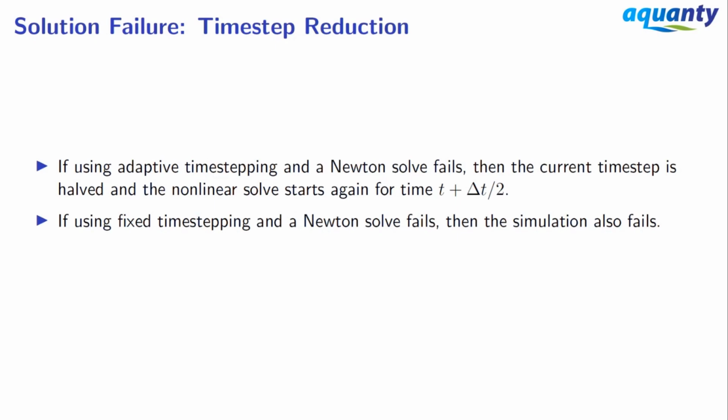If you're using adaptive time stepping and a Newton solve fails, then the current time step is halved, and the Newton iterations start again at that reduced time. If you're using fixed time stepping and a Newton solve fails, then the simulation also fails, which is another reason why we recommend using adaptive time stepping.